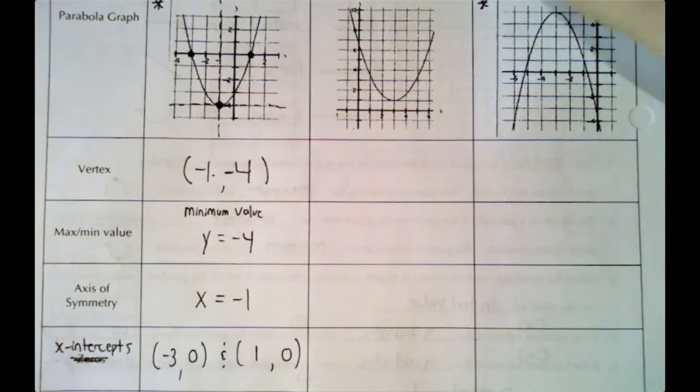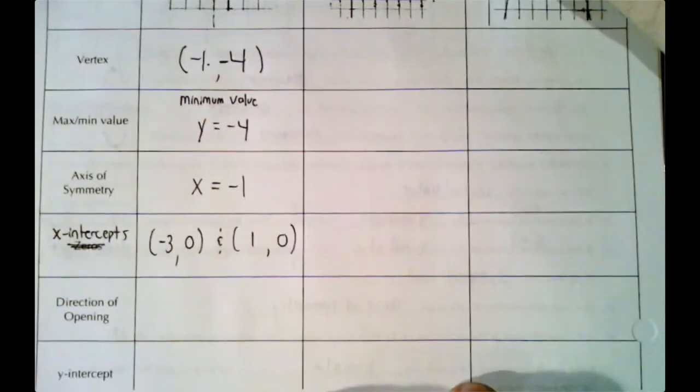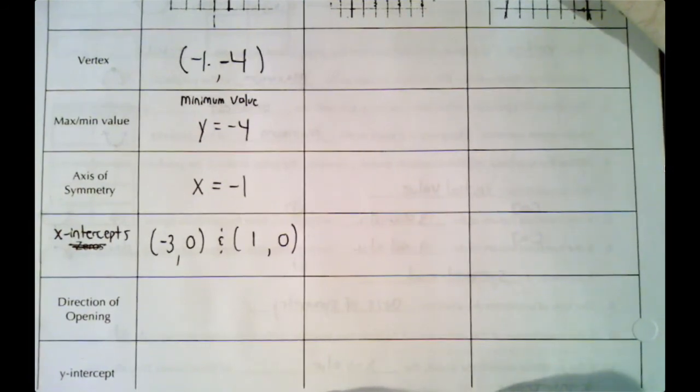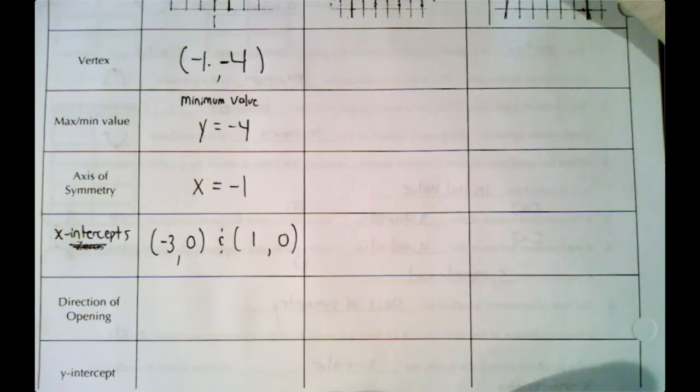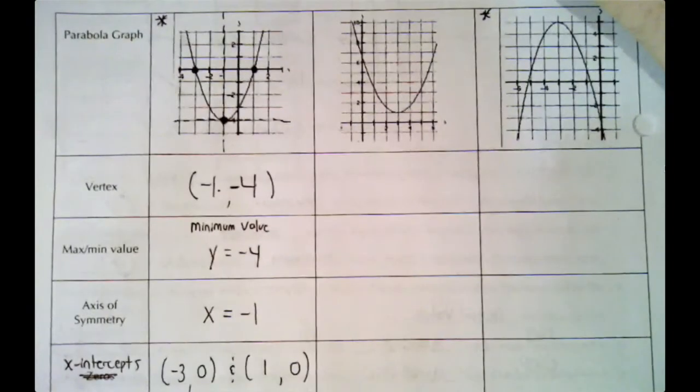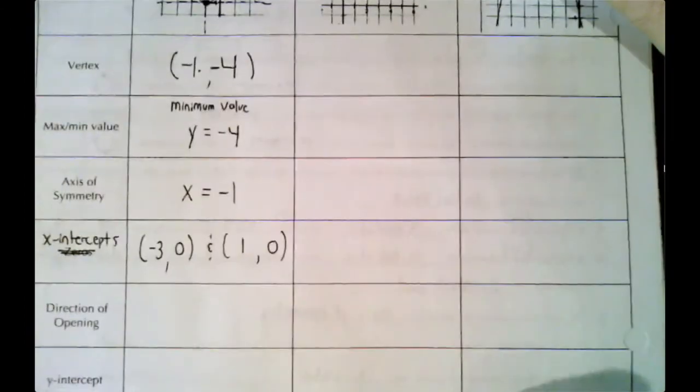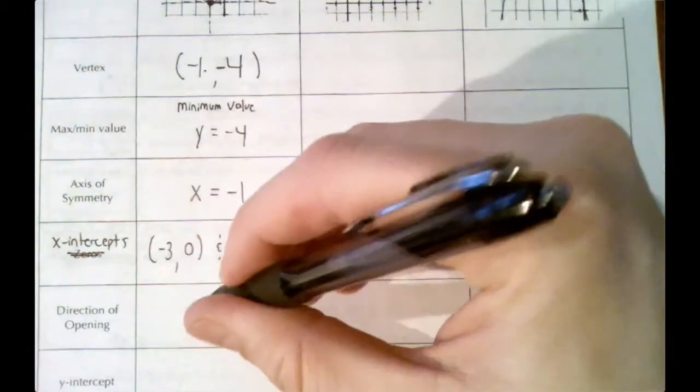Direction of opening is the next one. Direction of opening just means, is this parabola opening up like a U or down like an N? Down like a frown, up like a smile. Our parabola is opening up like a smile, so we can say up.